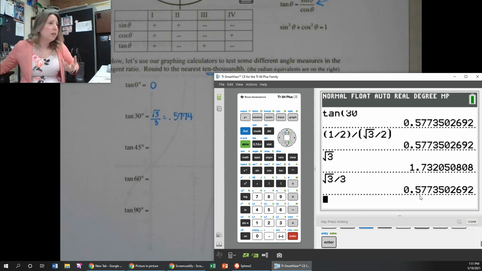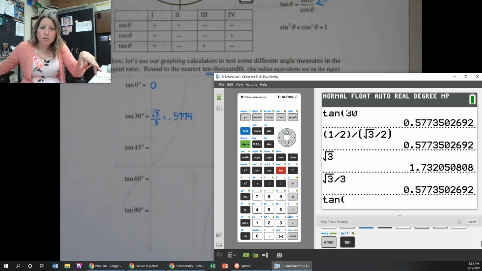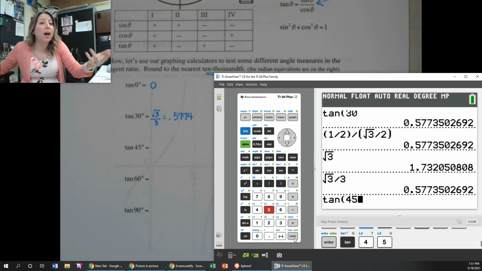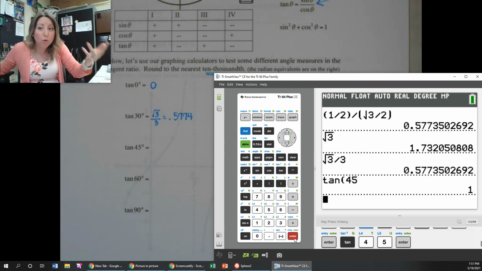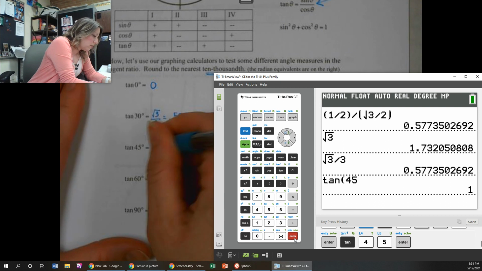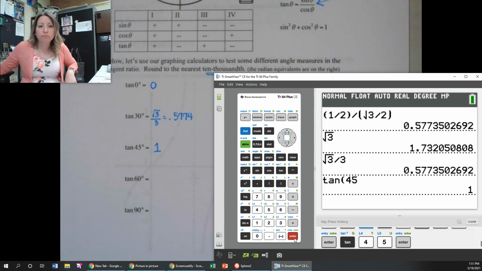Now let's try 45. Well, what's any number divided by itself? Any number divided by itself is a 1, right? So the tangent of 45, which is radical 2 over 2 divided by itself, radical 2 over 2, because both x and y are the same at this point, that's 1. Because any number divided by itself is a 1.